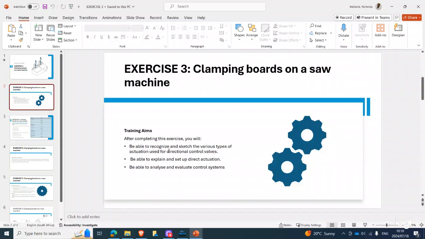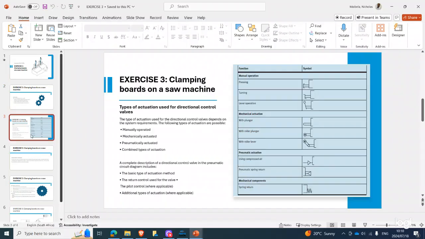So now in this exercise, you should be able to recognize the various types of actuations used for directional control valves, set up direct actuation, and then also be able to analyze and evaluate control systems, right? So now this is an image of the different types of directional control valves that can be used, right? So now you should go through this and also do your research, right?